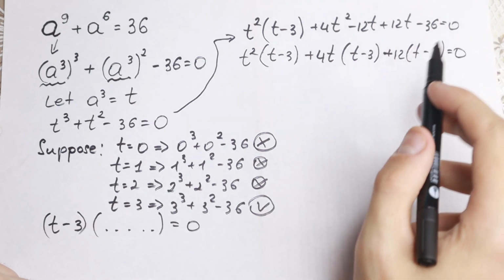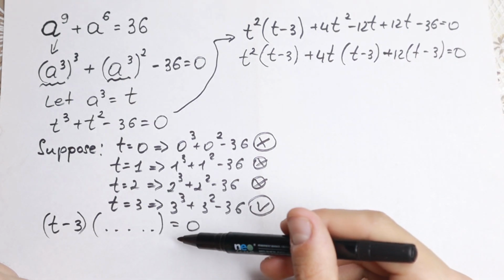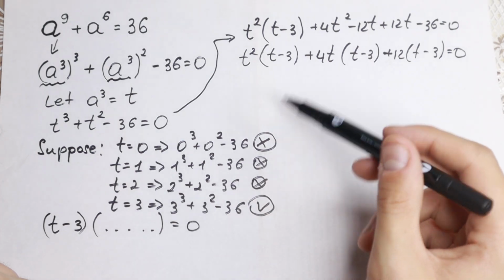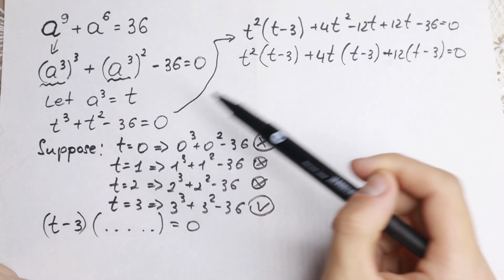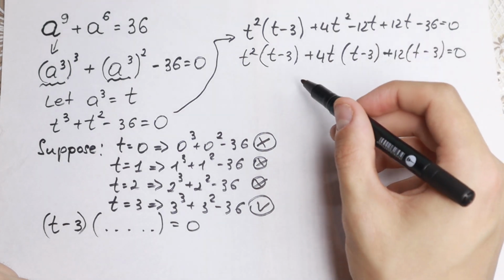So this is my approach. Of course, there are a lot of approaches to how we can factor it. Of course, a lot of ways. You can divide this expression by t minus 3. So a lot of approaches. I want to show you my real quick approach.